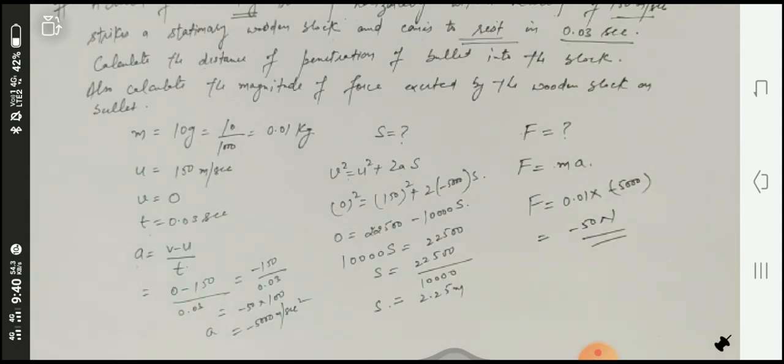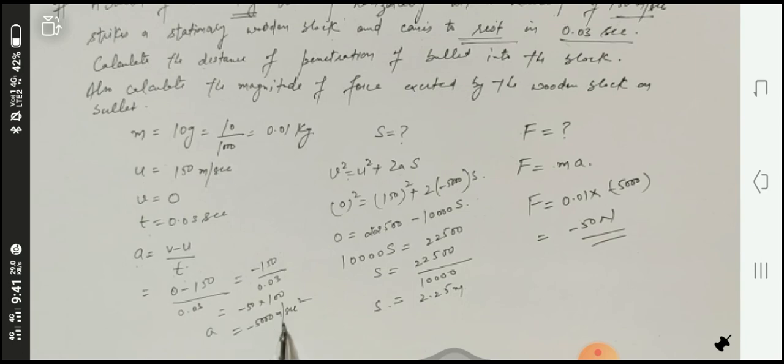Now look at the screen. So acceleration is v minus u upon t. The value of v is 0, the value of u is 150 and time is 0.03 seconds. Fine. 3 cuts with 150, it becomes minus 50. 0.03 means 3 upon 100. If you shift the point to numerator, it becomes into 100. So 50 into 100, it becomes minus 5000 meter per second square.